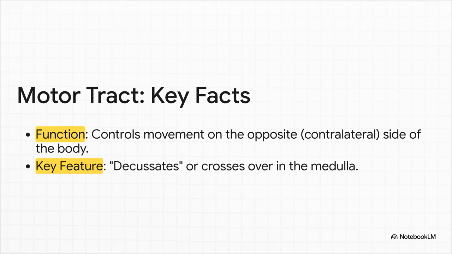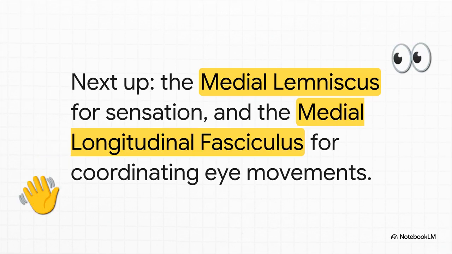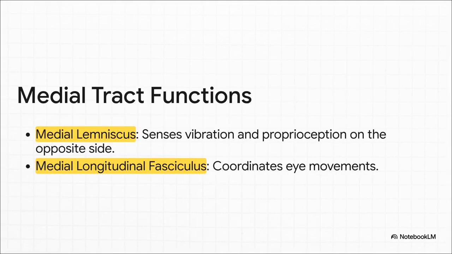And why is that? Well, it's because these nerve fibers physically cross over from one side to the other deep inside the brainstem. It's a process called decussation. And remembering this crossover is absolutely essential to understanding the signs of a brainstem stroke. All right, next up in our medial group are 2 more critical pathways, the medial lemniscus, which handles sensation, and the medial longitudinal fasciculus for eye movements. The medial lemniscus carries the signals for things like vibration and proprioception. That's your sense of where your arms and legs are in space. And, just like the motor tract, it serves the opposite side of the body.